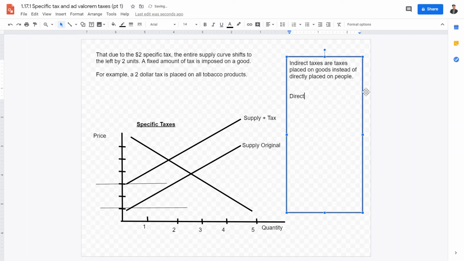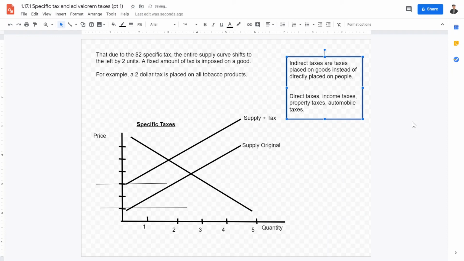Now, what are direct taxes? Direct taxes refer to income taxes. Direct taxes refer to property taxes. Direct taxes refer to perhaps car taxes or automobile taxes. These taxes are direct in the sense that they are directly targeted towards individuals. While indirect taxes are not discriminatory. They do not look for what property or what income you have. Indirect taxes look for what goods you buy. Okay, so that differentiates between indirect taxes and direct taxes.